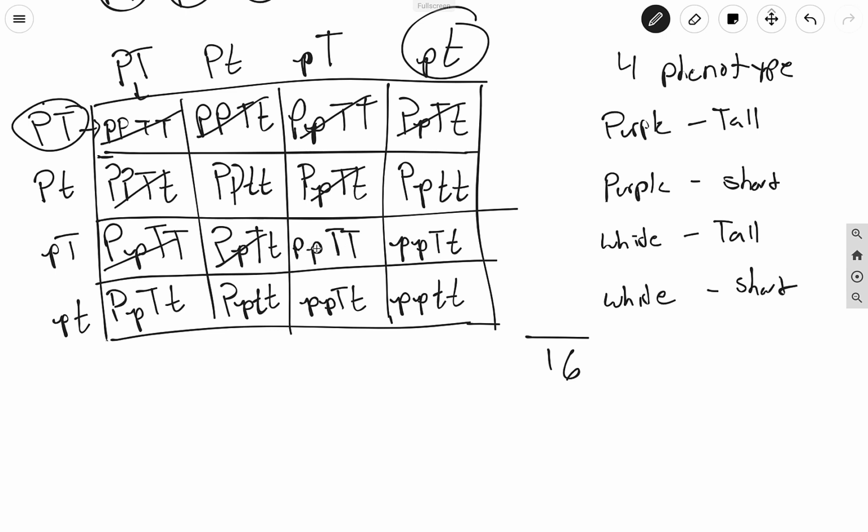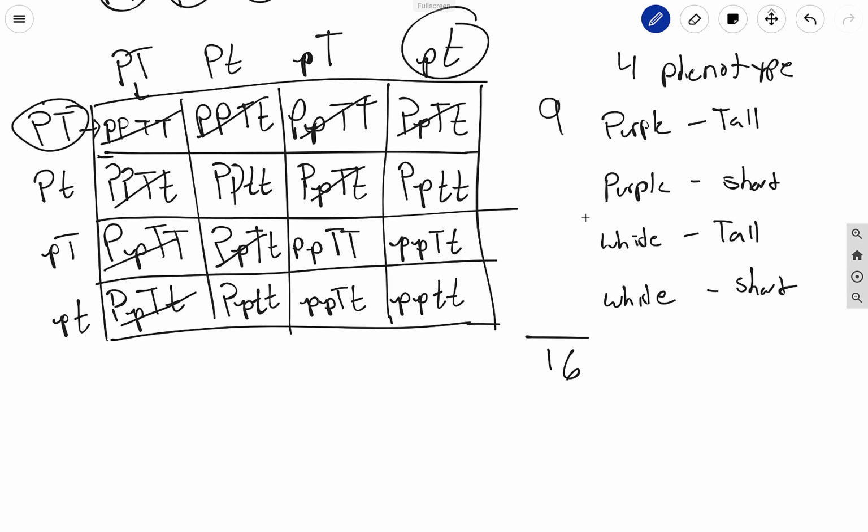This one is tall, but not purple. Same with this one, tall, but not purple. Purple, tall. This one is not tall. This one is not purple, and this one is not purple. So you can see that I've crossed out all of the ones that are purple and tall. So now I can count them: 1, 2, 3, 4, 5, 6, 7, 8, 9. There should be 9 that have dominant phenotypes.